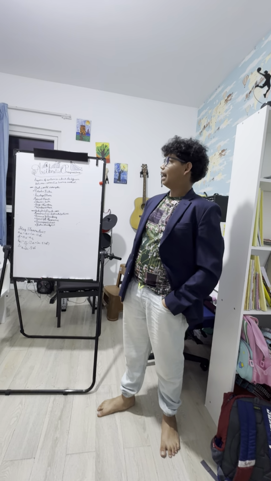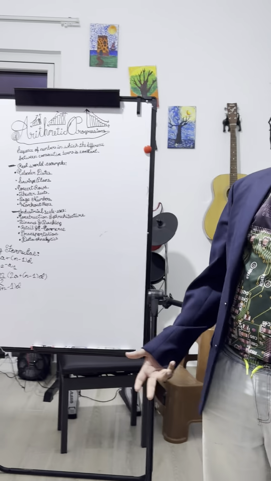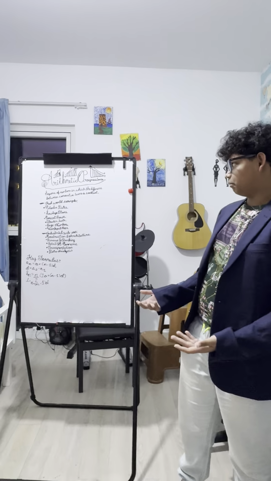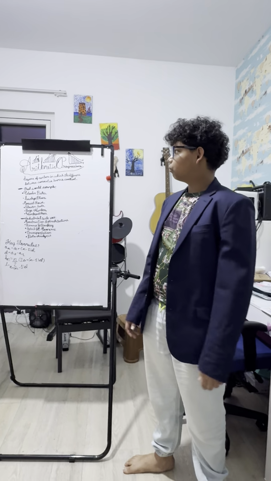Today I'll be presenting a topic in maths, and that is going to be arithmetic progressions. Now, how will you define arithmetic progressions? Well, a way to put it is that it is a sequence of numbers in which the difference between consecutive numbers is constant. What do I mean?